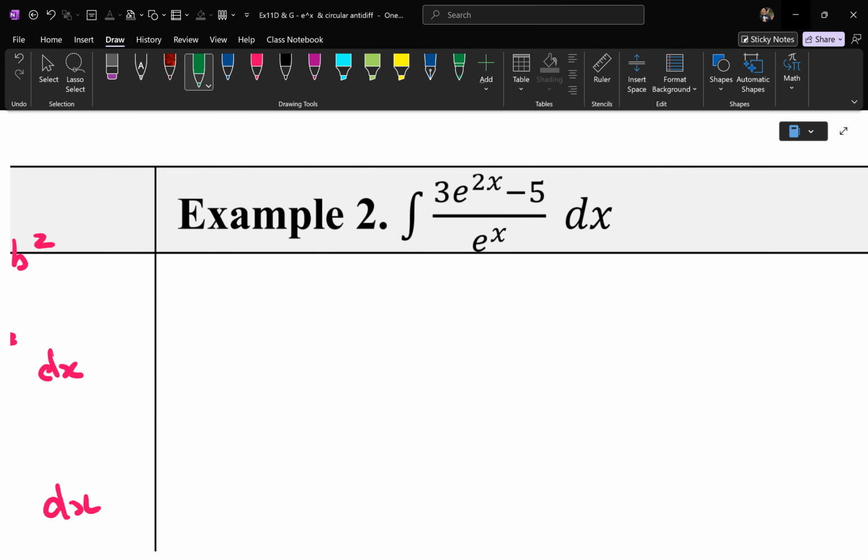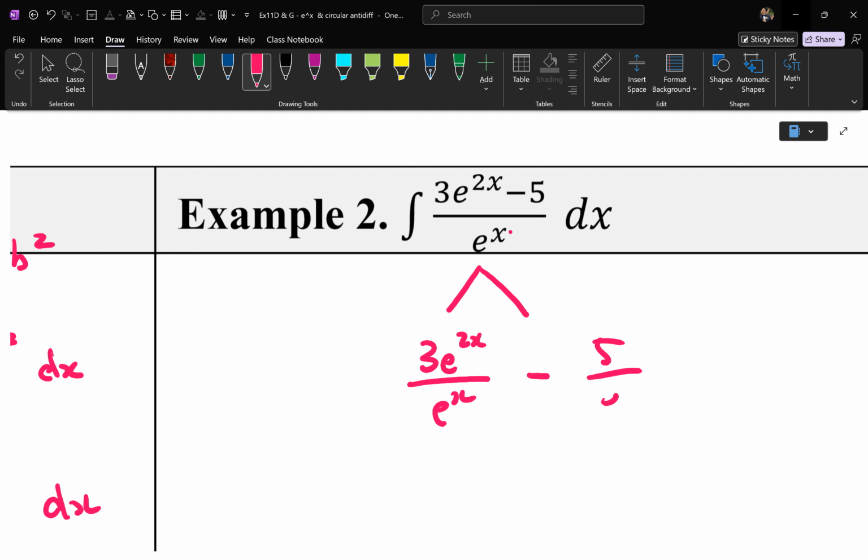So your goal when you're seeing this question is how do you not make it a fraction? Break it into their individual terms. How do you break it apart? Because they both shared e to the x, you can actually write it as 3e to the 2x over e to the x minus 5 over e to the x. That's fine. Same denominators, and you add or subtract the numerators, so you can just split it up into 2. What's beneficial by splitting them up?